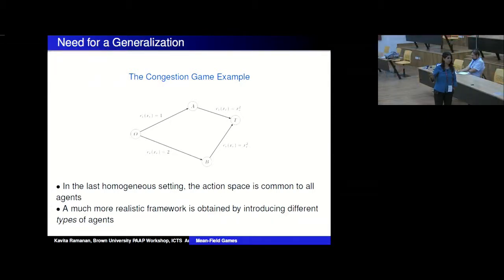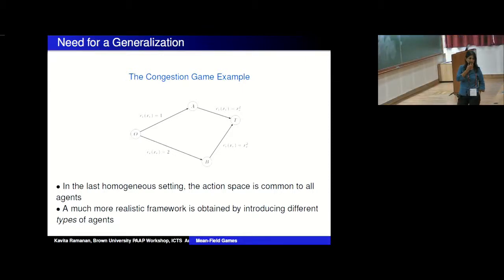But remember, this was one of the motivating problems we had started with. In the homogeneous setting, what would be the different agents? They would be different players who would have different source destinations, and their action space would be paths going from source to destination. But the set of paths going from 0 to t is not the same as the set of paths going from A to B. So really, that's not a homogeneous setting. A much more realistic framework is obtained by introducing different types of agents. So we want to consider what happens when you have different types of agents.